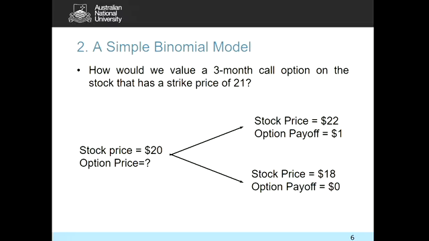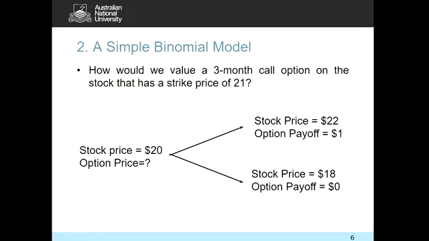Okay, so the call option has a strike price of 21. We look at our tree and we say down here, what are my payoffs? When the stock price is 22, remember the payoff from a call option is ST minus X. So 22 minus 21 will give me a payoff of $1. Everyone okay with that? It's just 22 minus 21, my $1 payoff.